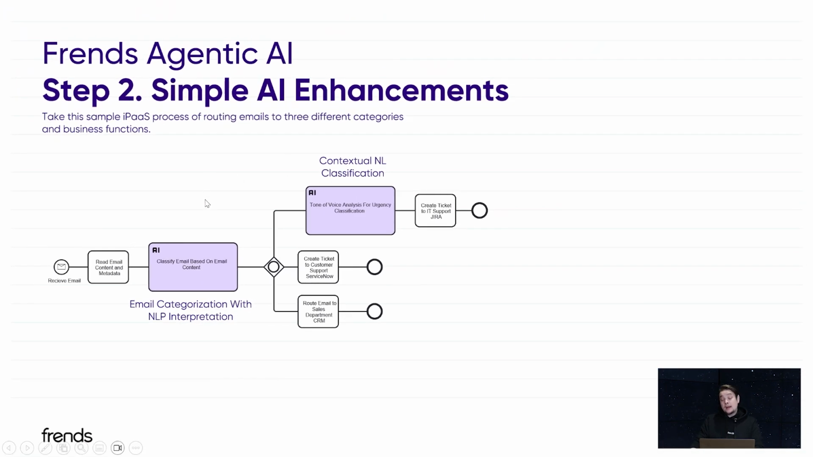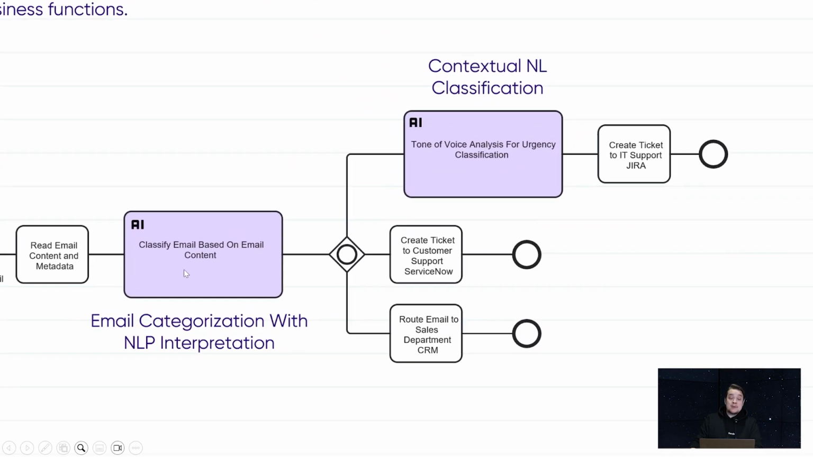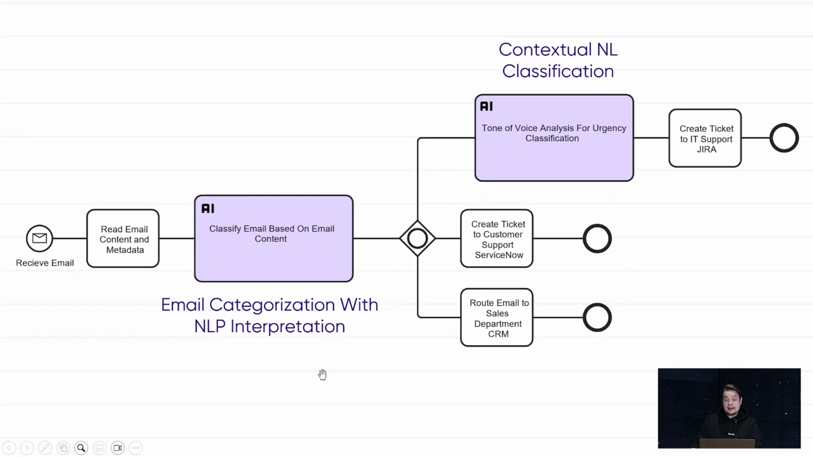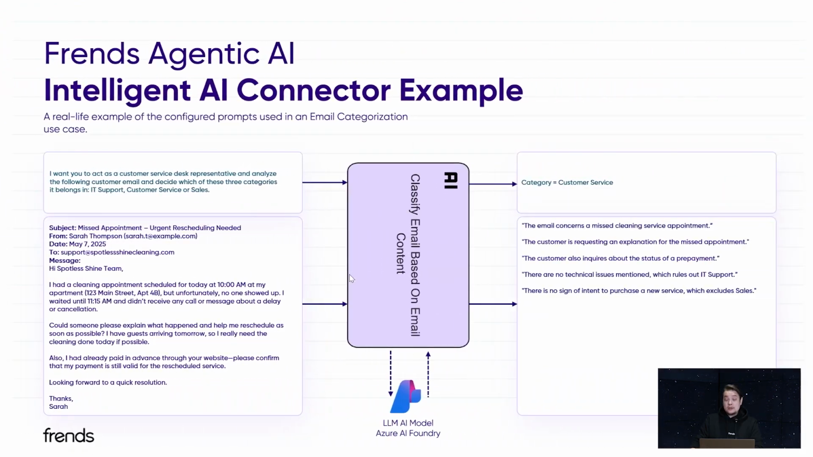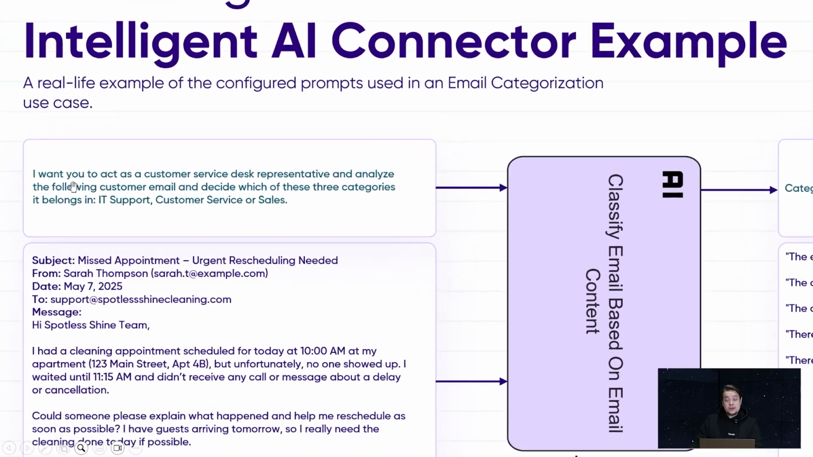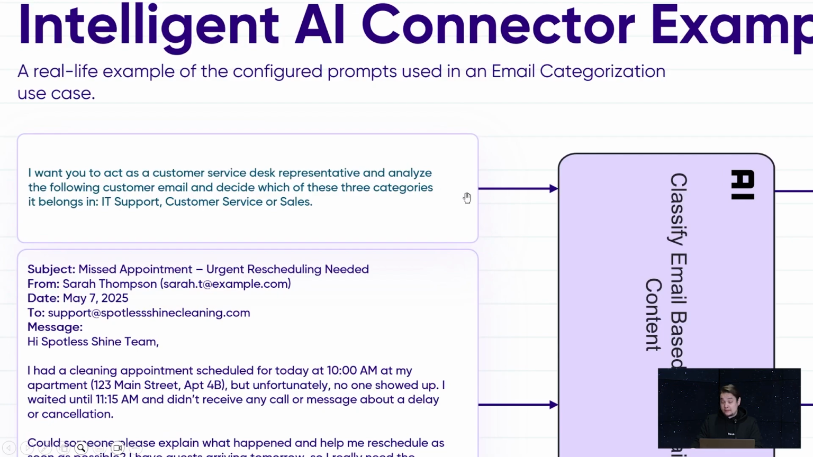as the second step. And if we dive into what's happening really inside this email categorization AI connector execution step here, we can do that quite nicely on the next slide. So as an example, this would now be what the user has prompted the AI to do. So the user has told the AI to act as a customer service desk representative, analyze the following customer email, and decide which of these 3 categories it should go to. So of course, the options in this case are IT support, customer service, or sales.